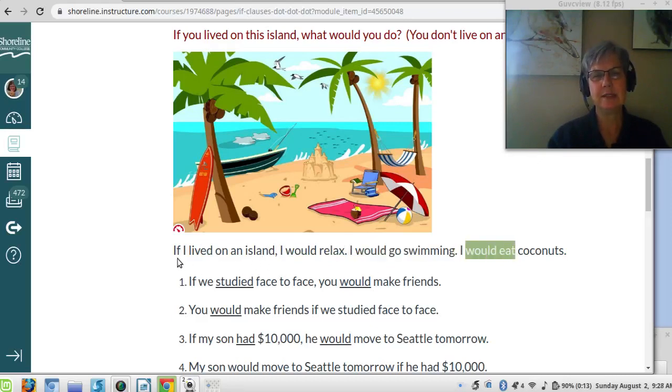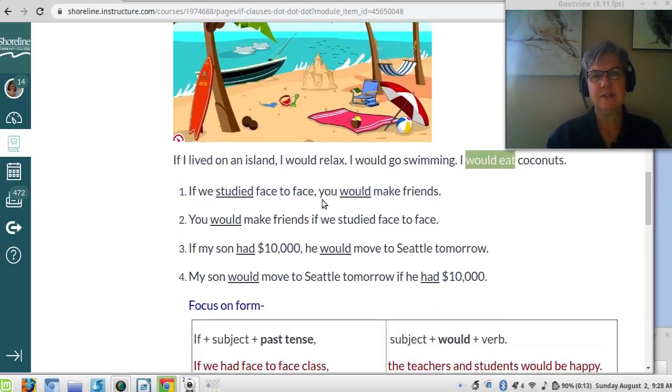So the grammar is if, past tense, the results clause, would, base form. Not would to relax, no. Would relaxing, no. I would relax. If we studied, number 1, if we studied face-to-face, you would make friends. We are not studying face-to-face, so I'm just imagining if we studied face-to-face. You would make friends if we studied face-to-face. If I start with the if clause, comma, then the result clause. Result clause, if clause, no comma.